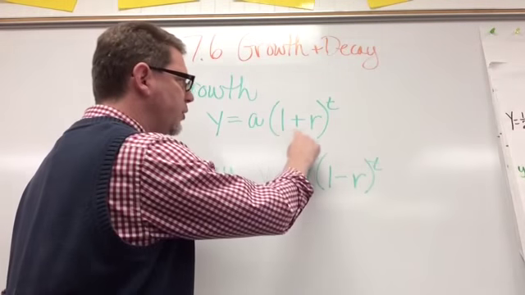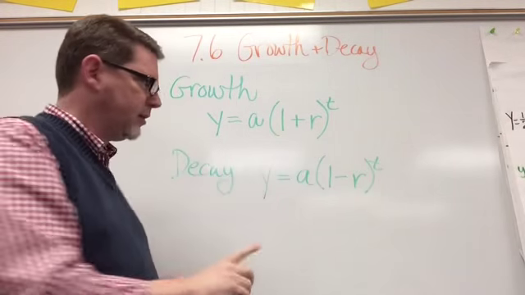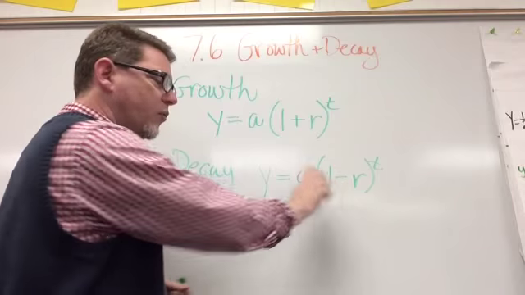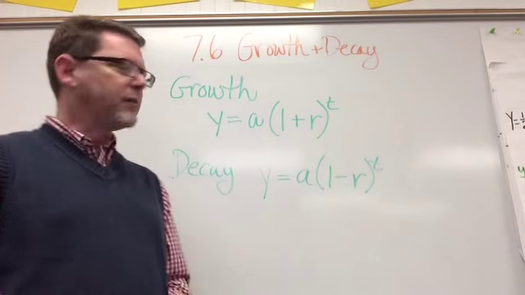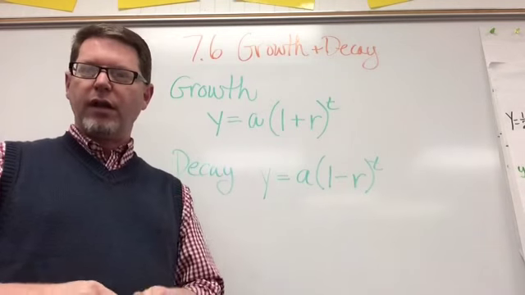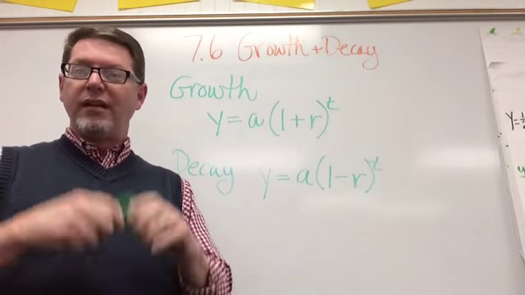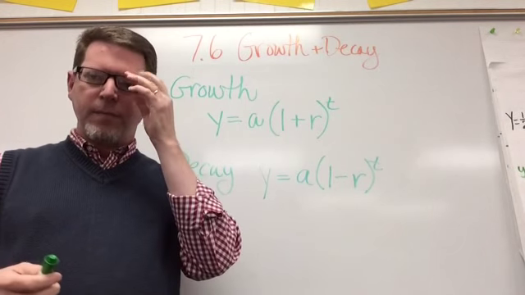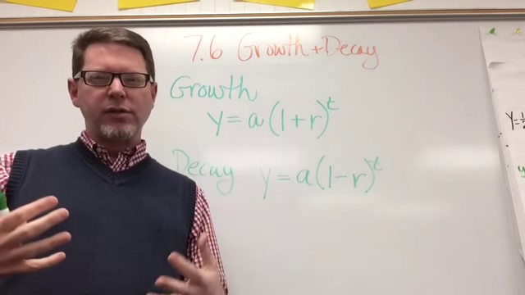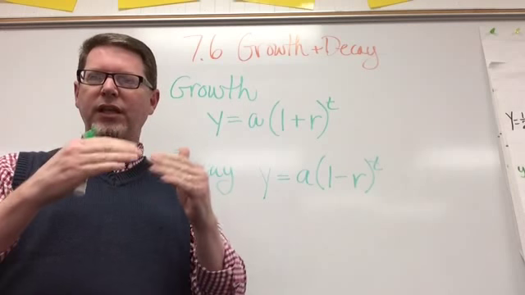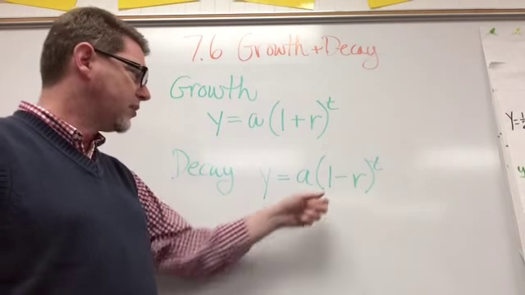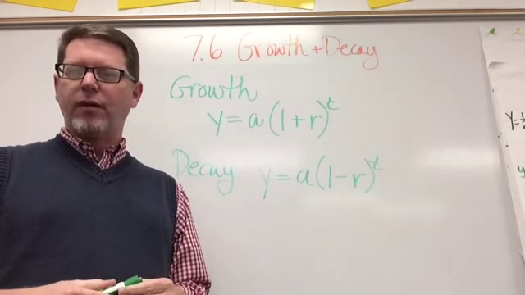Growth, 1 plus R because we're growing. Decay, 1 minus R because we're getting less. Now, some of the words that you might think for growth were increase or investing. All of those are growth. Decay, the word that you're going to see most often, is depreciation. Depreciation means that something loses value, and so that would be a decay problem.